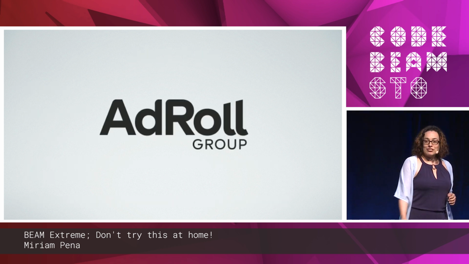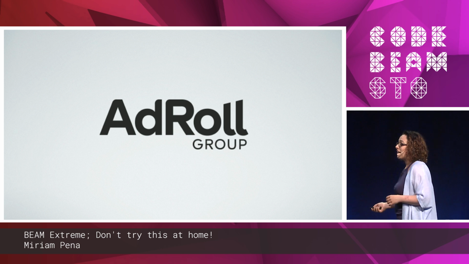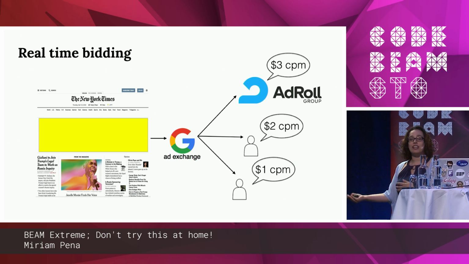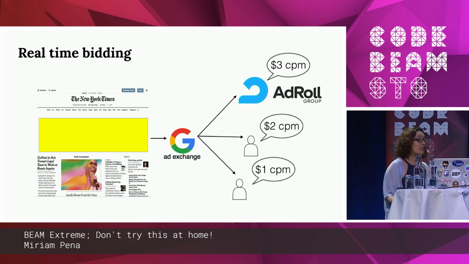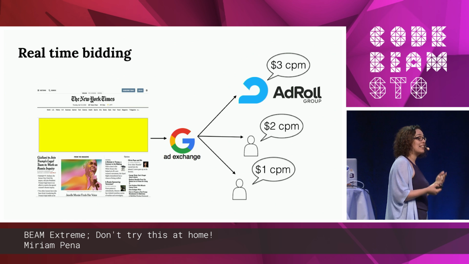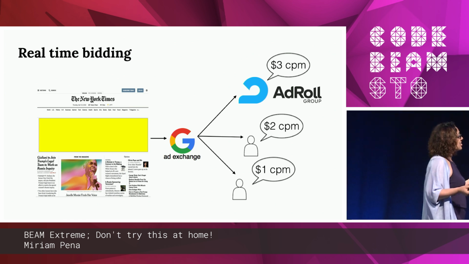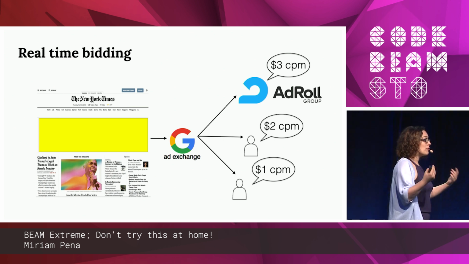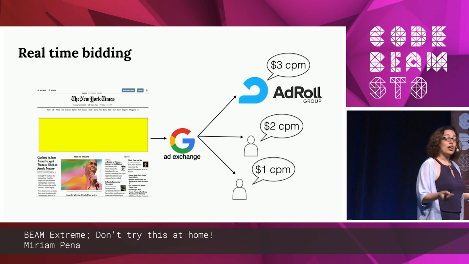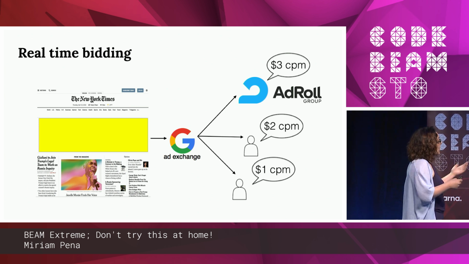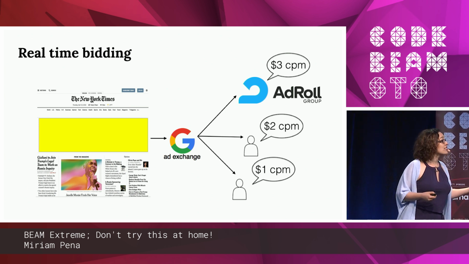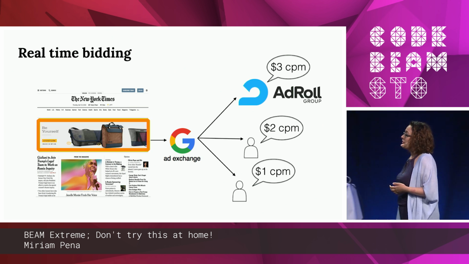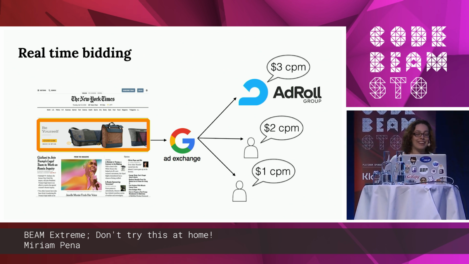And AdRoll is the company I work for. We are a marketing company, which means we help our customers grow their customers. One of the ways we do it is by selling ads, and that's called real-time bidding. Basically, every time each of you browses a random web page, there will be an opportunity to serve you an ad. Companies like AdRoll will receive that opportunity, and we'll have some time to decide what's the best ad we can serve you and how much we want to pay for that. If we win, we serve the ad, and everyone's happy.